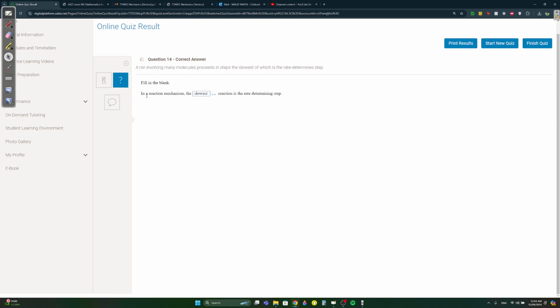Question 14. In a reaction mechanism, which one is the rate determining step? The rate determining step is always the slowest one.